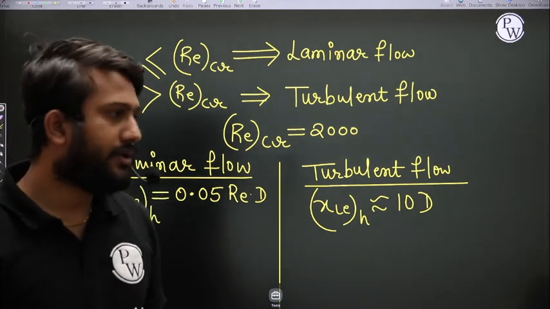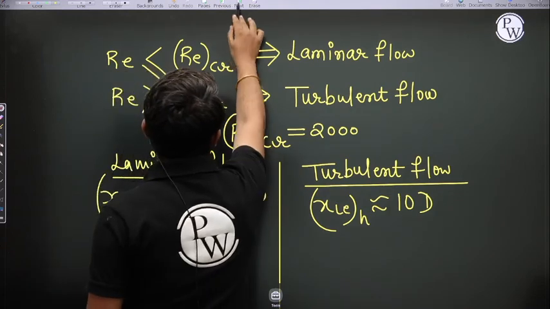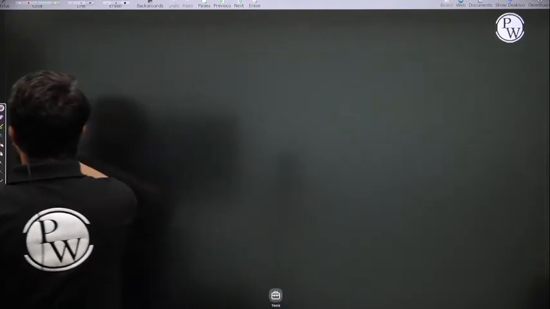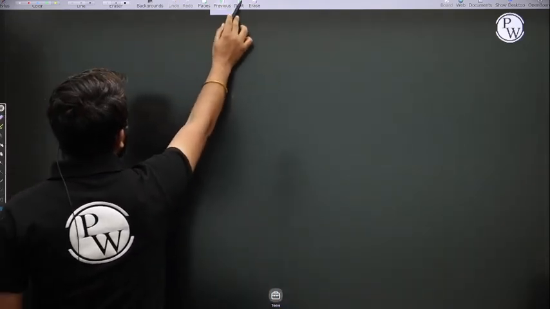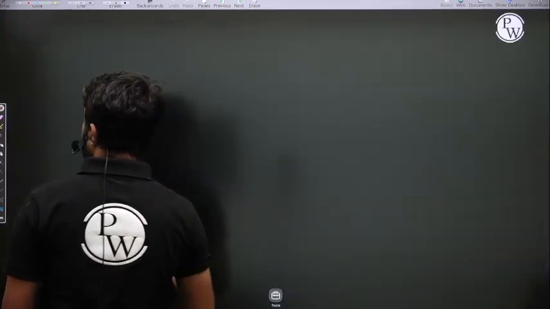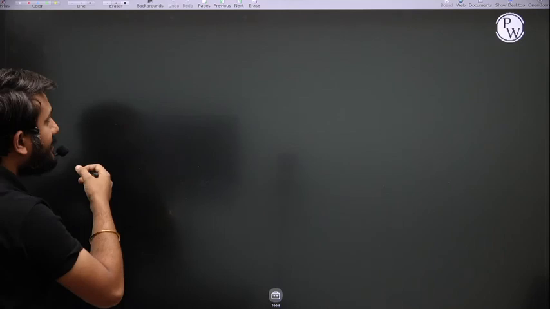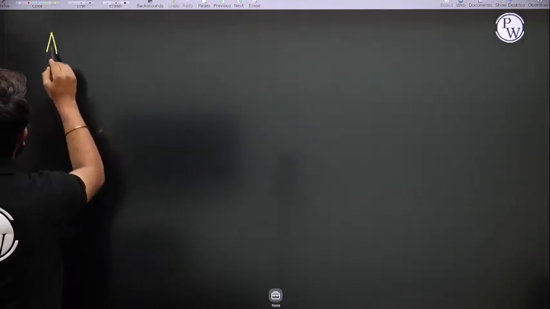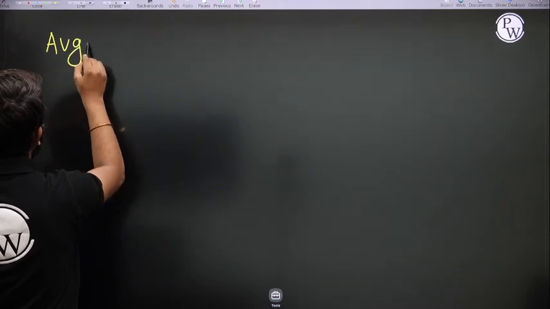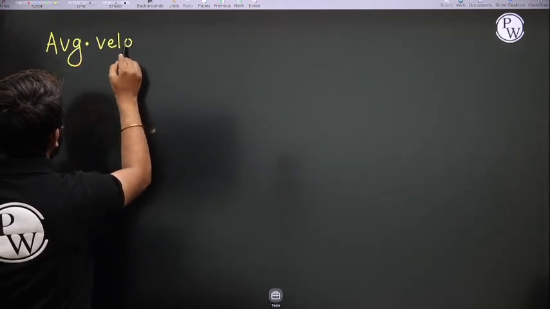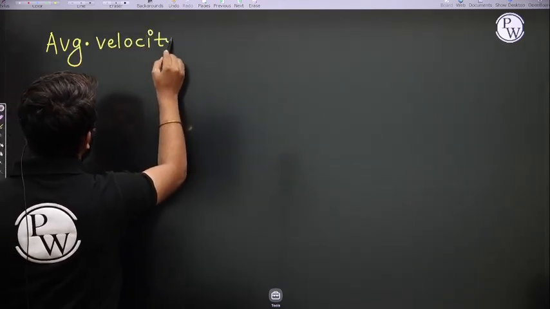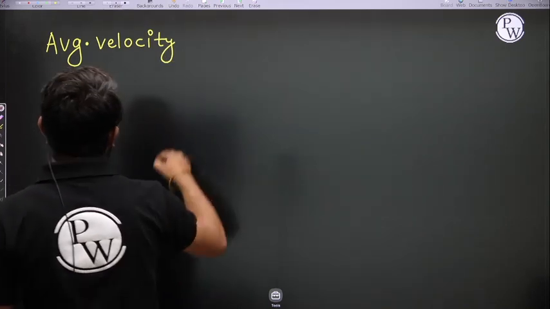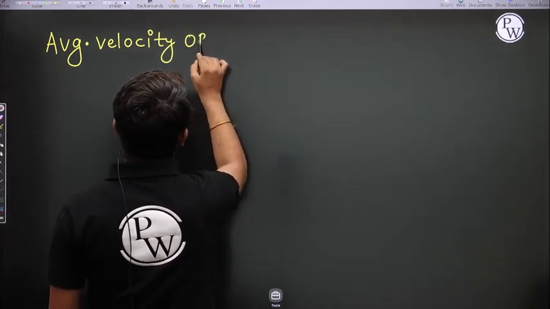Okay? Now let's start our discussion on the average velocity. So these are some basics related to internal flow, right? Now let's start our discussion with average velocity. What is the average velocity? Average velocity, or it is also known as mean velocity.